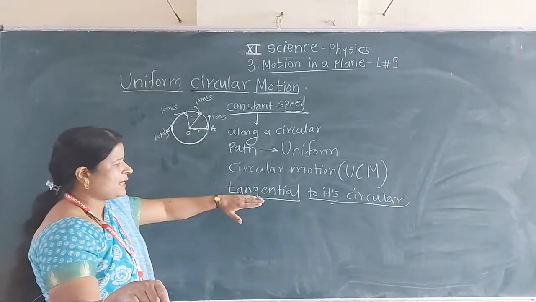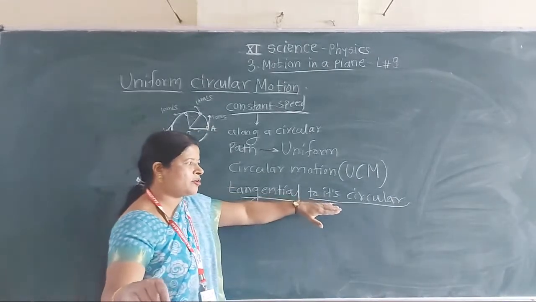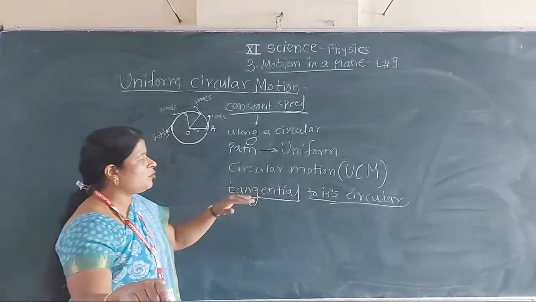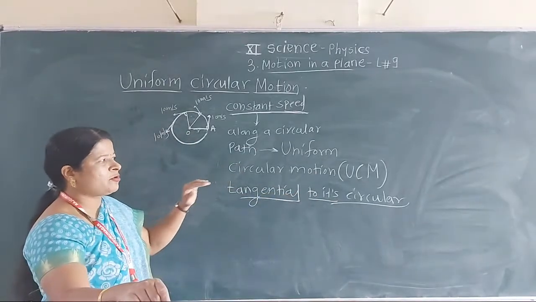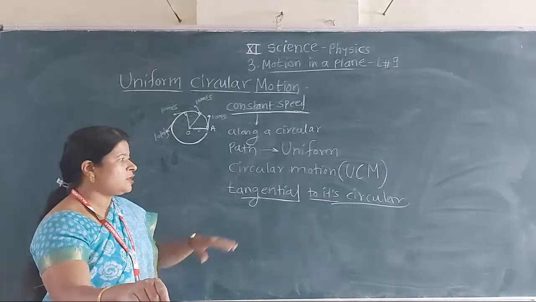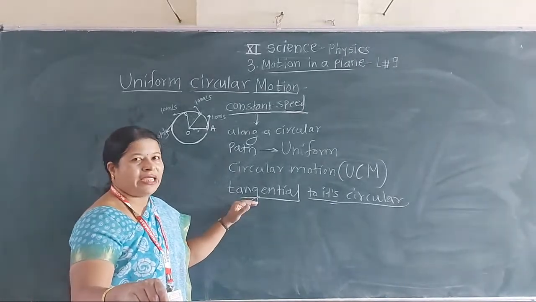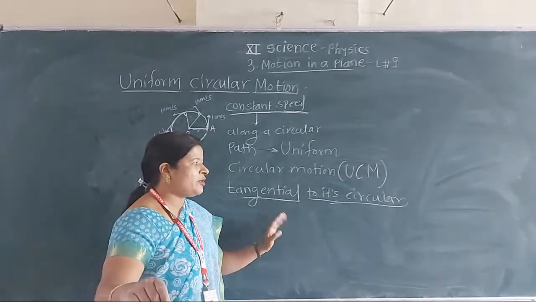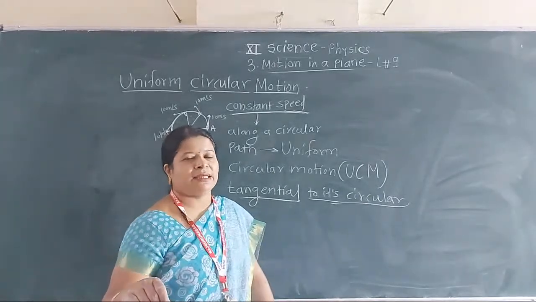Therefore we call it tangential to its circular path, and then only we get uniform circular motion of an object. So up to this point for today we stop here. The next point we will continue in the next lecture. Thank you.